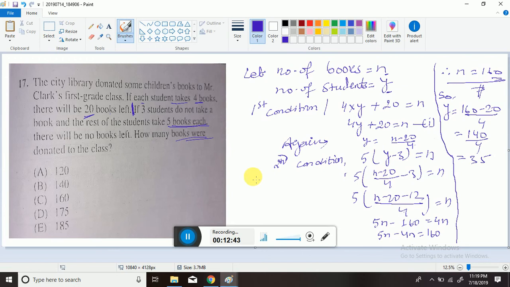If we want to find the number of students, we can put the value of n in this equation. So we get 160 minus 20 is 140, 140 by 4 is 35. You can check the answer: 35 into 4 books is 140, 140 plus 20 books is 160. If 3 students do not take, 35 minus 3 is 32, 32 times 5 is 160. So the answer is correct. We have to read the questions very carefully before we start solving. So please be careful on the problem.